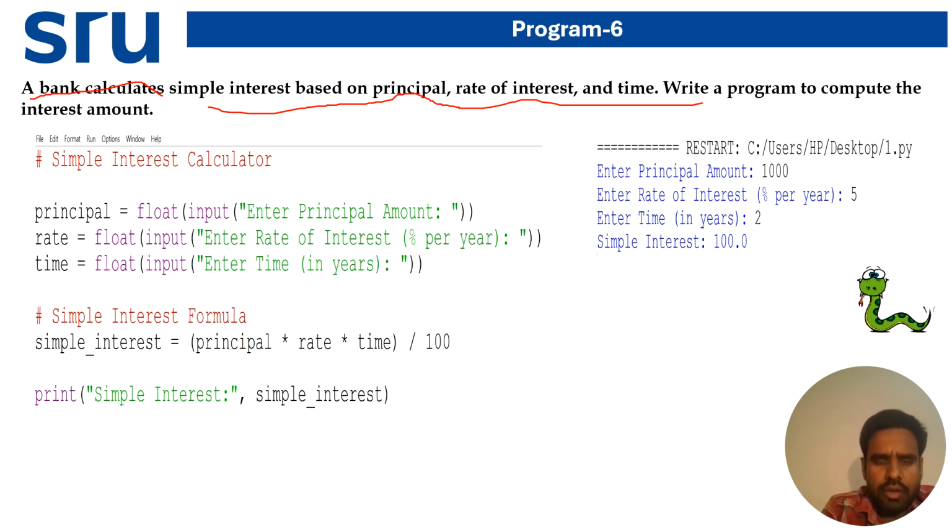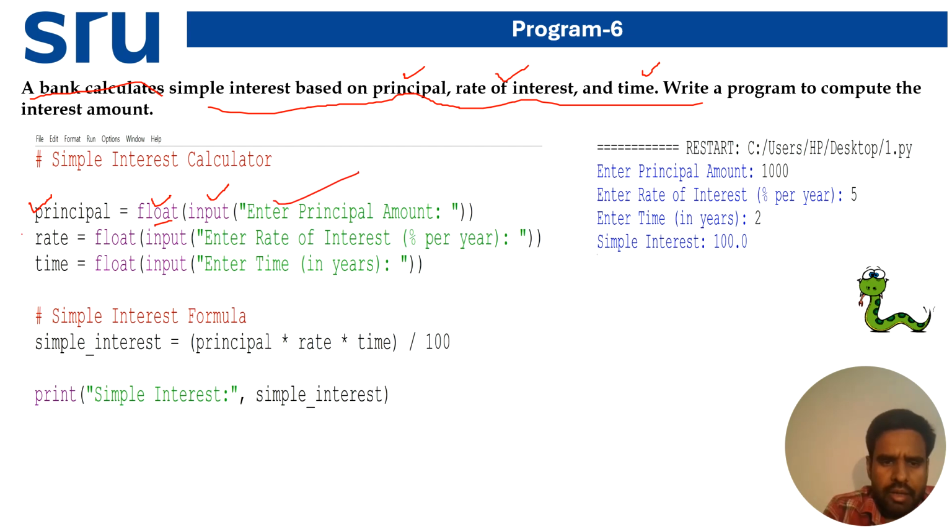So what do we have to take? First, three inputs: principal, rate of interest and time. So you take three inputs from the user, using the input function three times. First we take the principal. It should be a float number, a decimal number, because maybe it's 2050 rupees and some paise. So I'm taking the decimal point, so it is a float. Now I'm taking the input from the user, enter the principal amount.